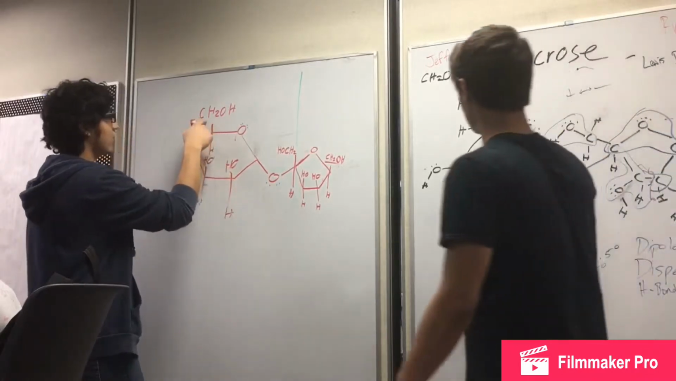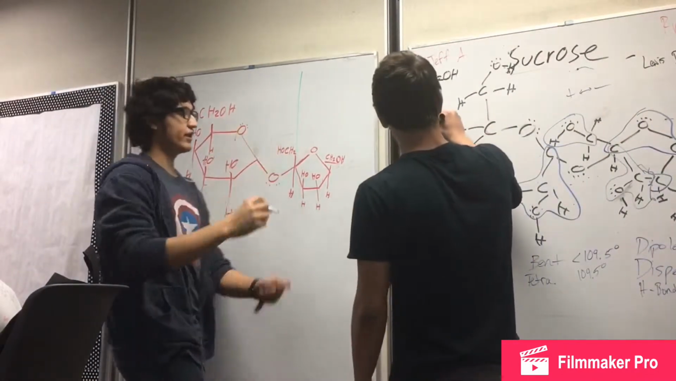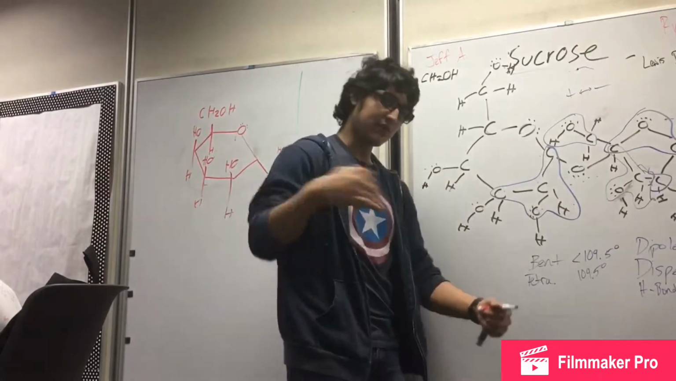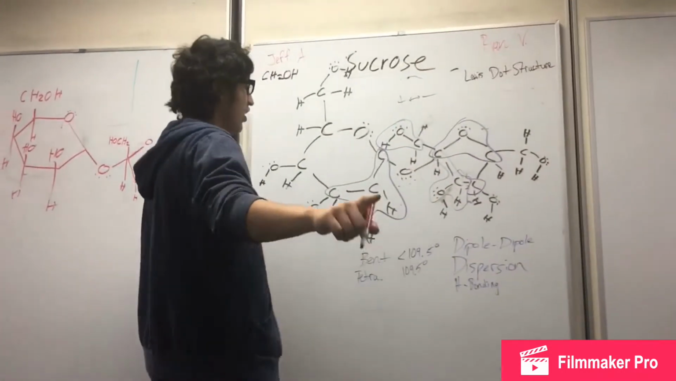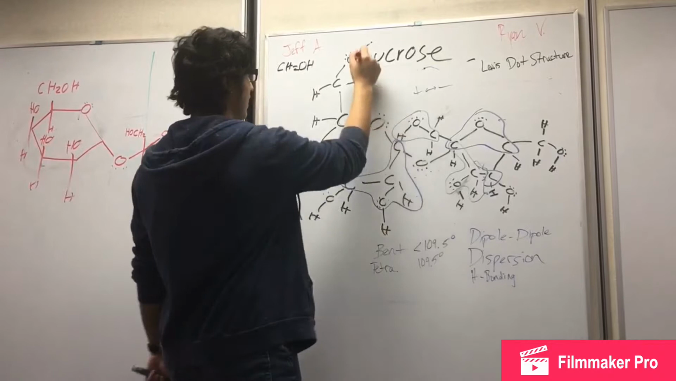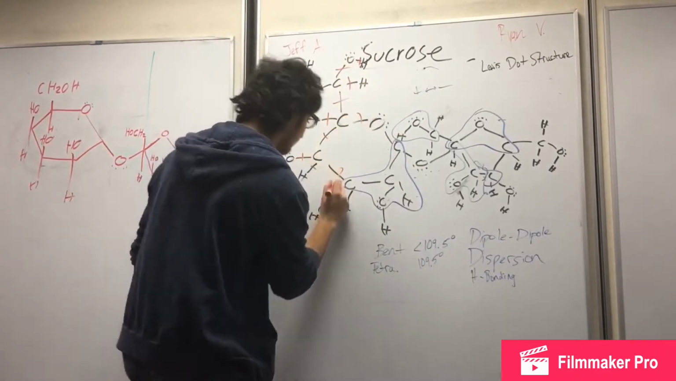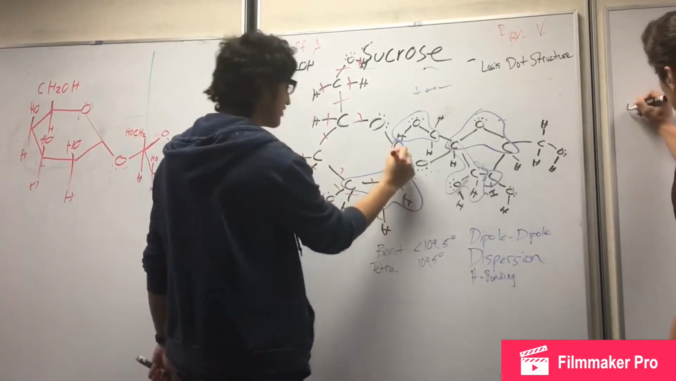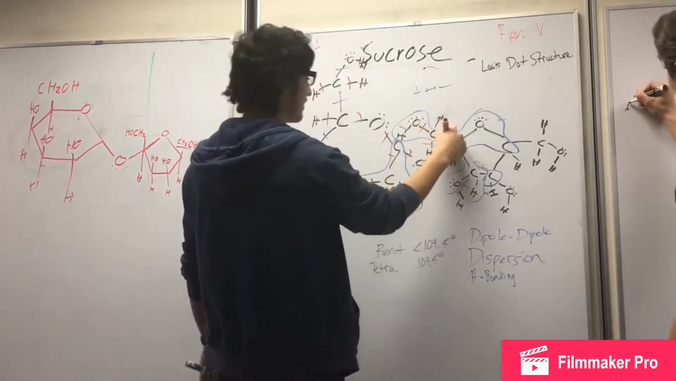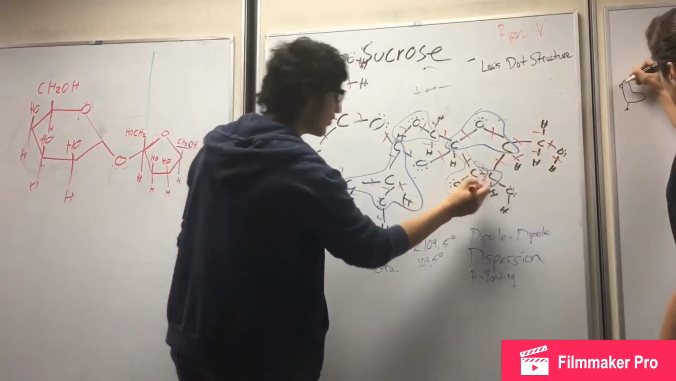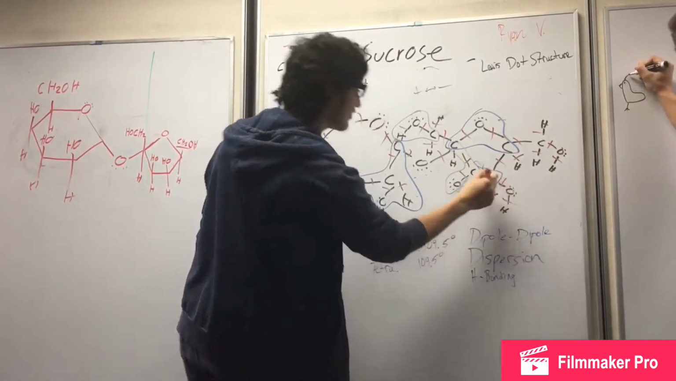Let's count all the sigma bonds. We got 1, 2, 3, 4, 5, 6, 7, 8, 9, 10, 11, 12, 13, 14, 15, 16, 17, 18, 19, 20, 21, 22, 23, 28, 29, 30, 31, 32, 33, 34, 35, 36, 37, 38, 39, 40, 41, 42, 43, 44, 45, 46, 47.